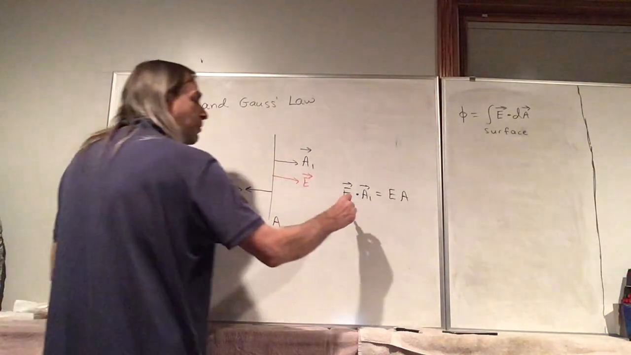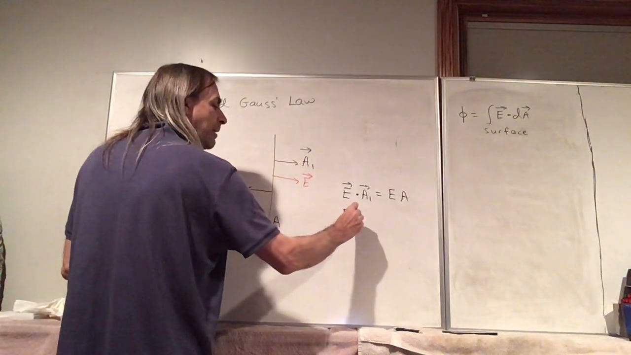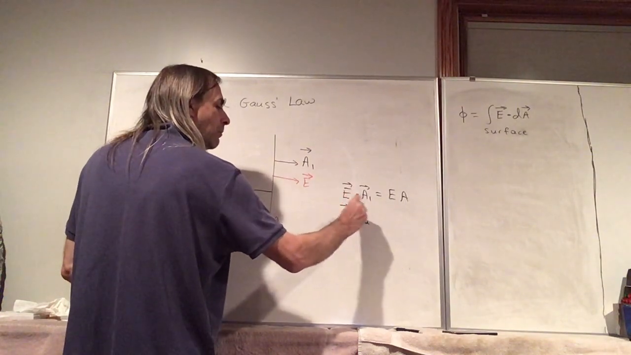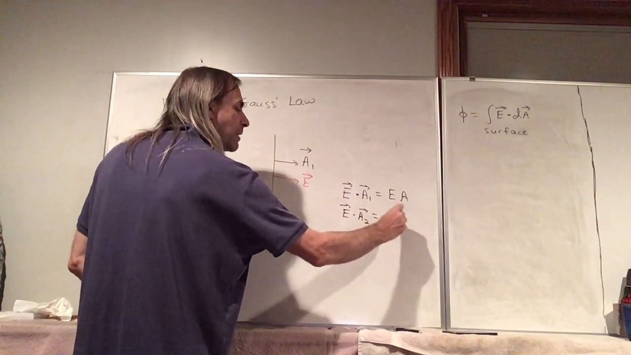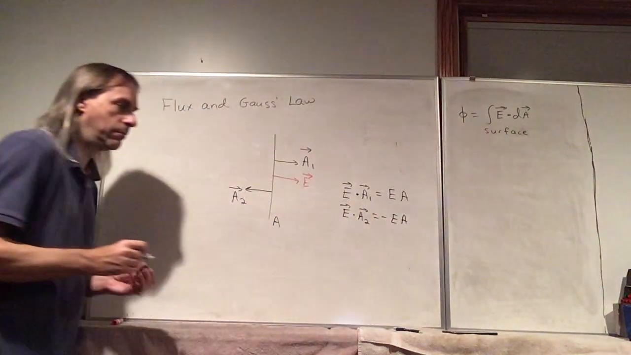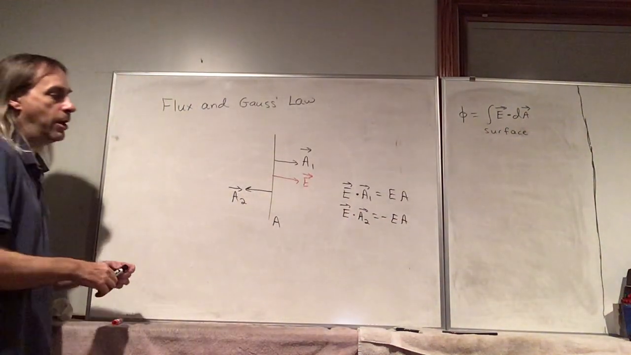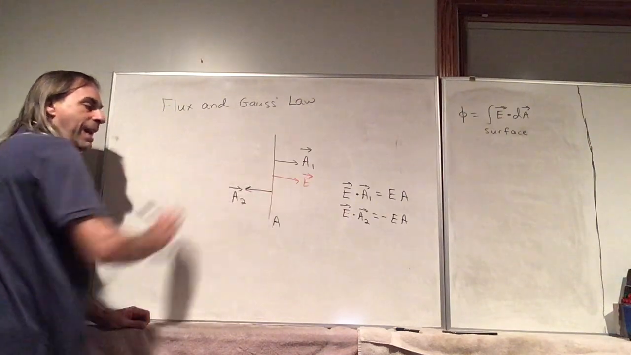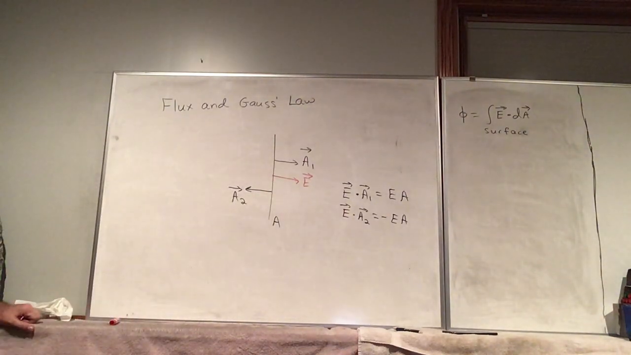And if we look at E dot A2, it is minus EA, because the angle between E and A is 180 degrees, and cosine of 180 is -1. So again, in one case, if we pick our vector to the right, then the flux is E times A. If we pick the other way, then the flux is minus E times A.